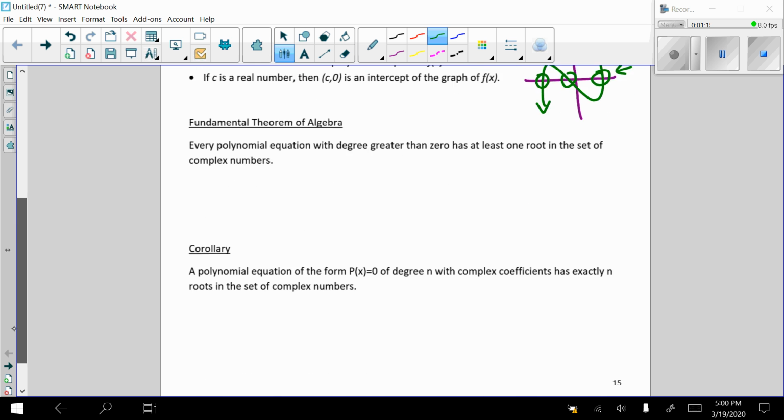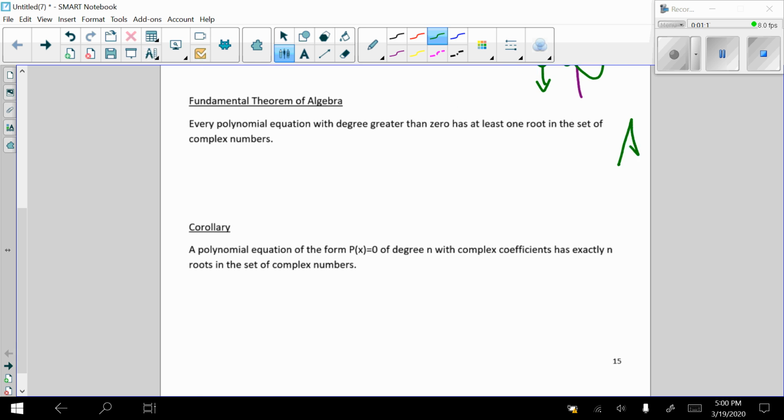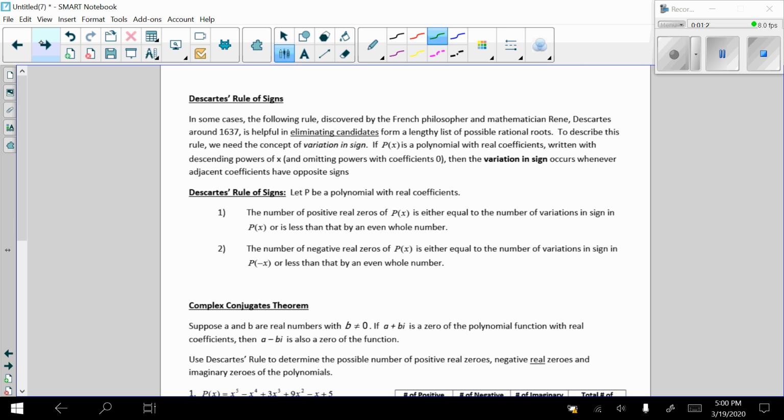So, we have already discussed the fundamental theorem of algebra, and we've already been using this corollary. So we're going to jump right in, and we're going to start talking about Descartes' rule of signs. Now, Descartes' rule of signs will allow us to focus in on what kind of roots we might have for our function. So in other words, do we have positive real roots? Do we have negative real roots? Do we have imaginary roots? What combination of those roots might we have?